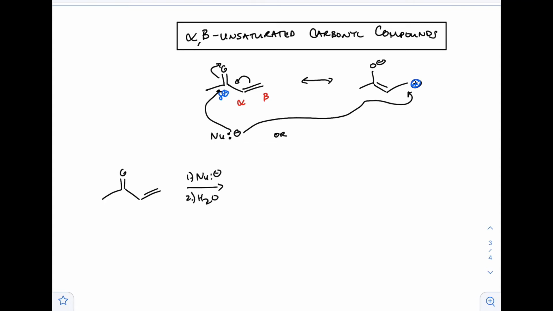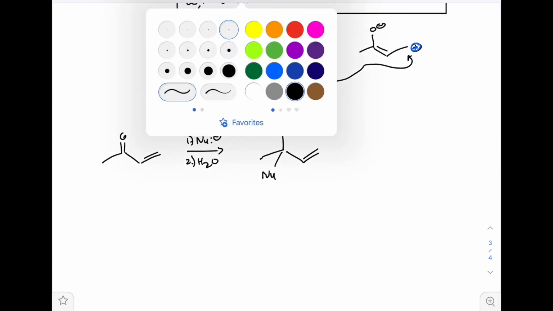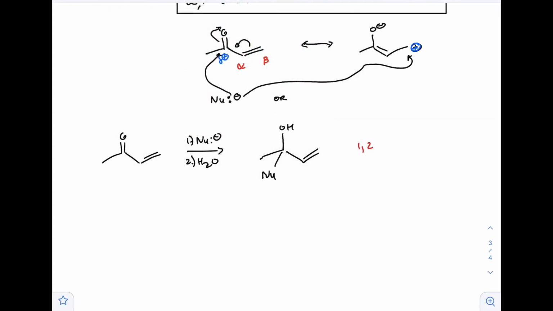Okay, so let's say we have a nucleophile and water in our second step. What we're going to get in one of those reactions would be this allylic alcohol right here, right? And this is called a 1,2 addition. A 1,2 addition product occurs because, as you can see, the nucleophile adds to the 2 position, and then the hydrogen adds to the 1 position. The oxygen, 1,2 addition, straightforward, right?